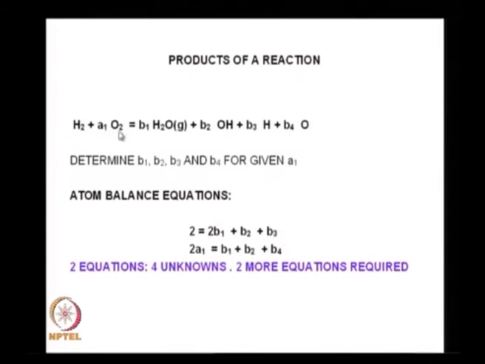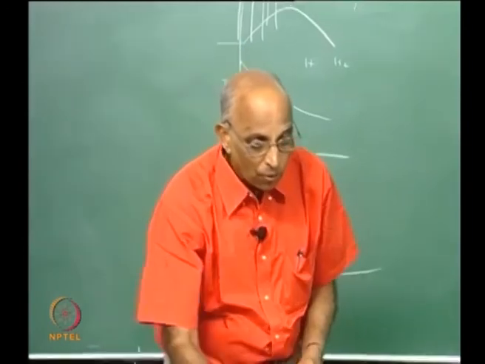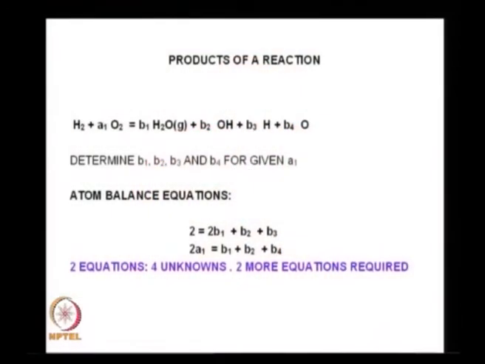I also have 2A1 of oxygen, 2 of O atoms, and therefore I have B1 plus B2 plus B4 over here. I have these 2 equations which represent the atom balance equations. But now I need to determine the value of B1, B2, B3 and B4. That means I need 4 quantities, I have only 2 equations. Therefore, I need 2 more equations to be able to determine these values, right.